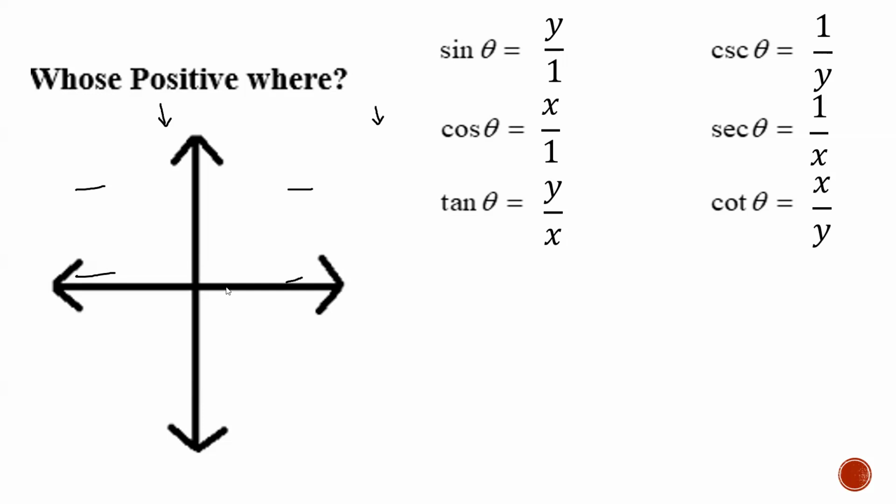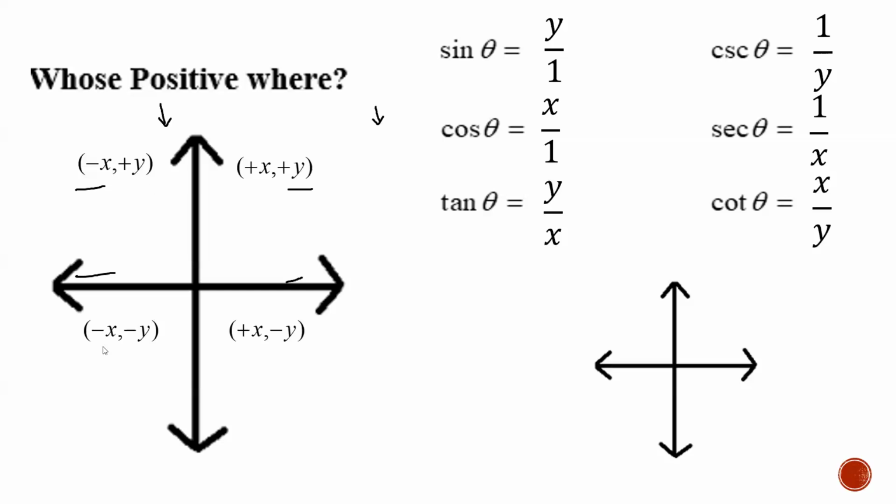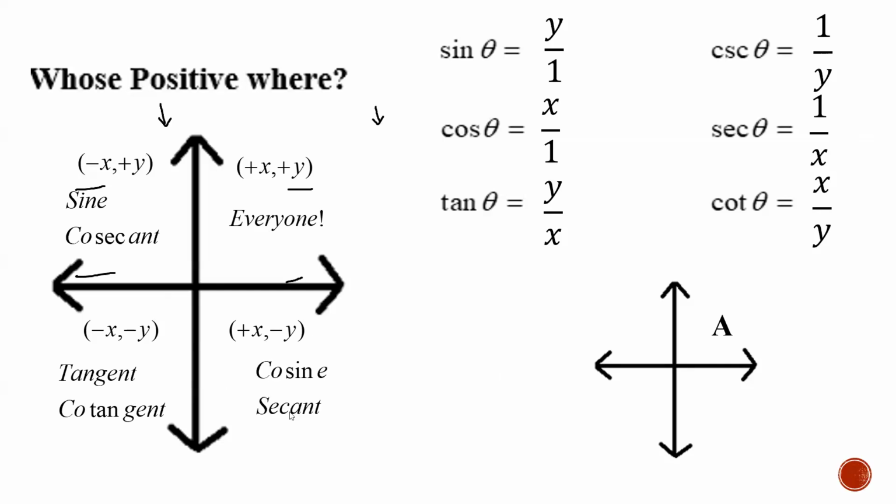Okay, who's positive where? In the first quadrant, x is positive and y is positive. In the second quadrant, x is negative and y is positive. Then negative, negative in the third, and positive, negative in the fourth. So everyone's going to be positive in the first quadrant because both x and y are positive. In the second quadrant, only the y values are positive. Therefore, sine and cosecant are positive in this quadrant. In the third, the only way to get a positive is to divide a negative value by a negative value, so tangent and cotangent are positive in 3. And then we have the x, which is cosine and secant.